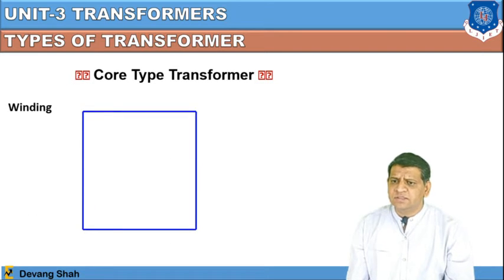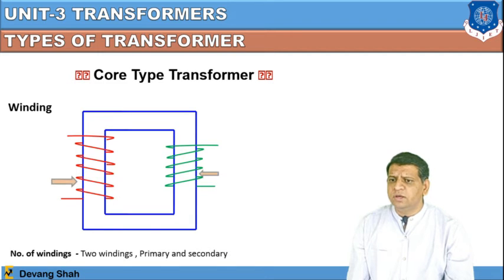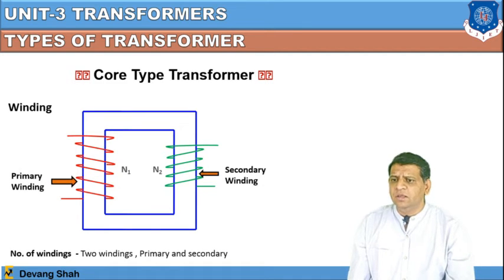In the same way, now let us discuss the winding. This is a part of the core with two limbs and two yokes, where you can see there is a primary winding having the number of turns N1, and a secondary winding having the number of turns N2. In any transformer there are two types of winding. One is called the primary winding and another is defined as the secondary winding, right?